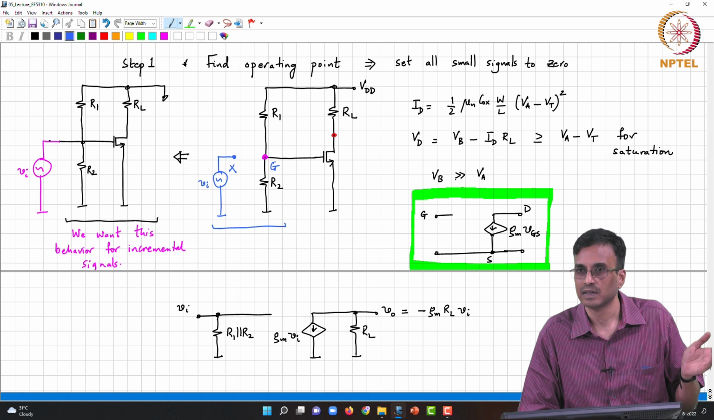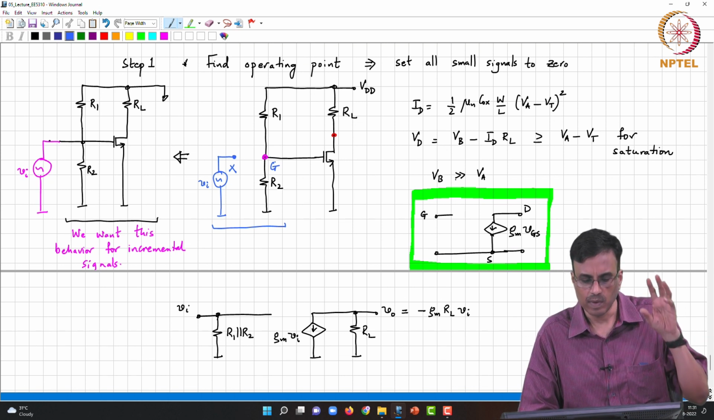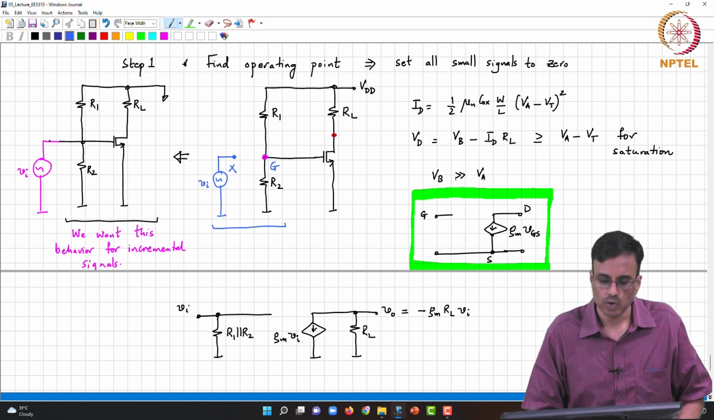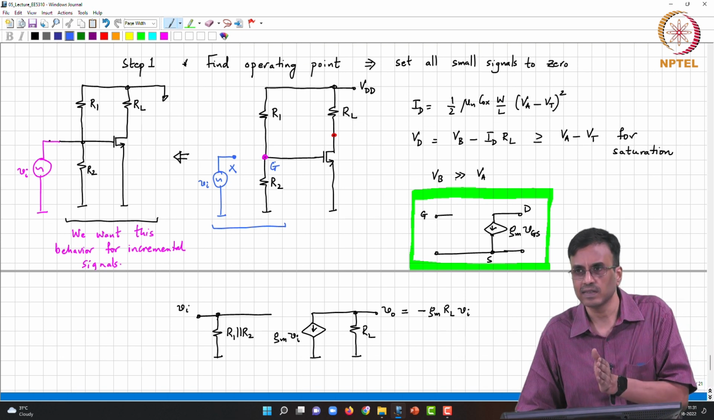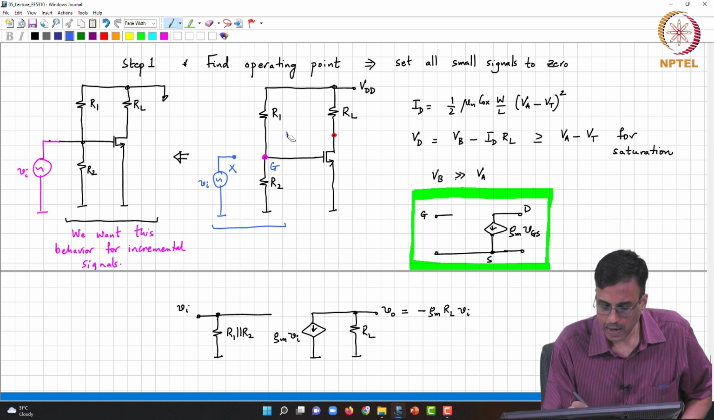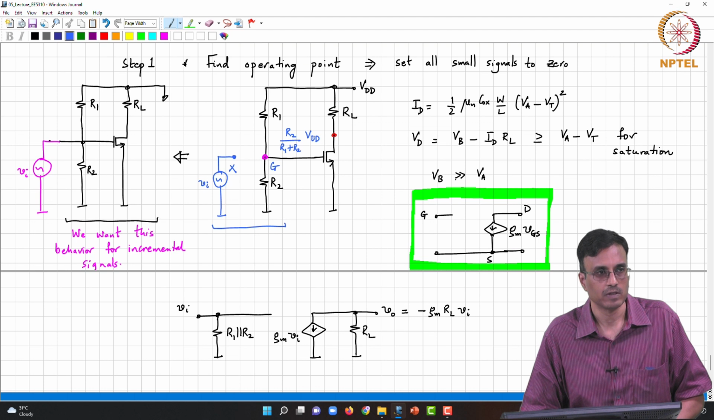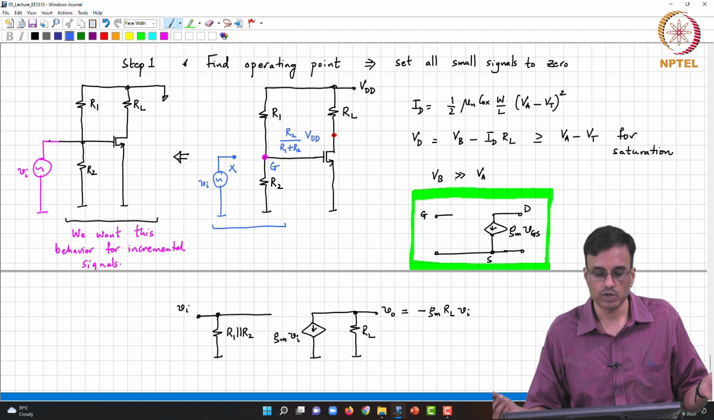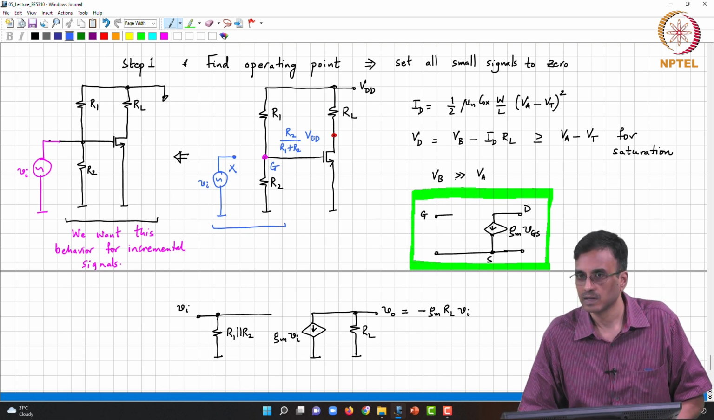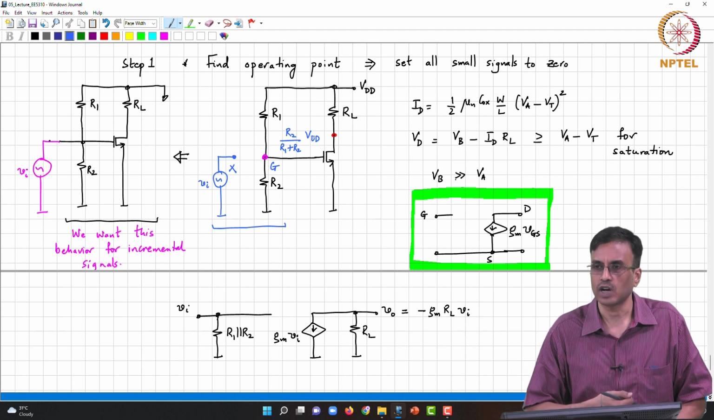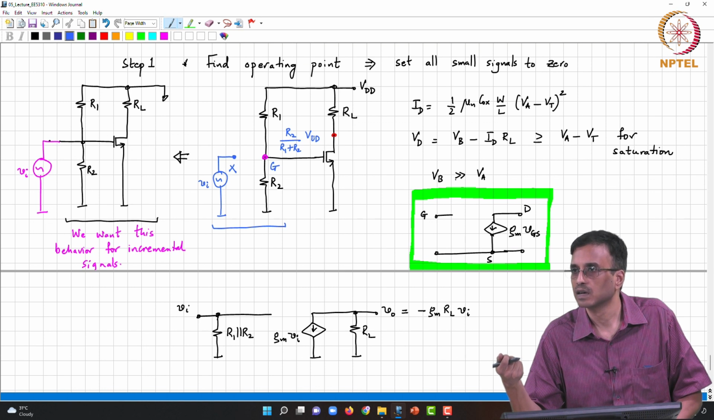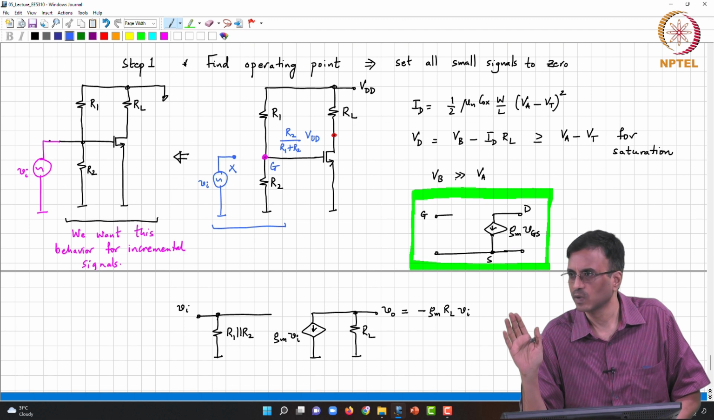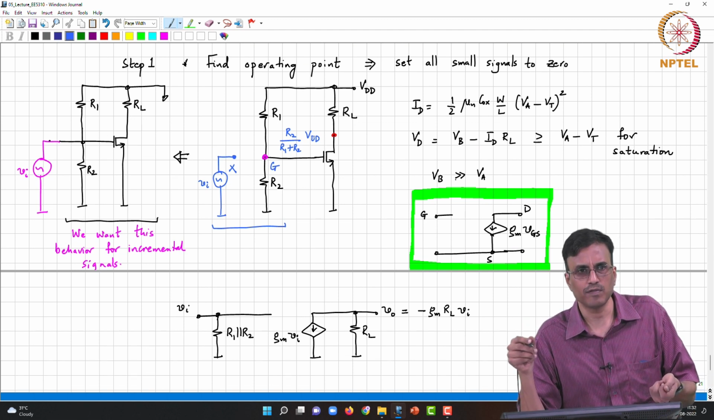On the left, it is 0, right. Remember, for the quiescent operating point, Vi is 0, and so on the left side it is 0, on the right side this quiescent voltage is R2 by R1 plus R2 times VDD, correct. So obviously when you short X to G, what happens? Nothing, no violation of anything. What happens? Current is being drawn from the node G, and therefore its voltage will drop, correct. Because the source is ideal, it will drop to 0.